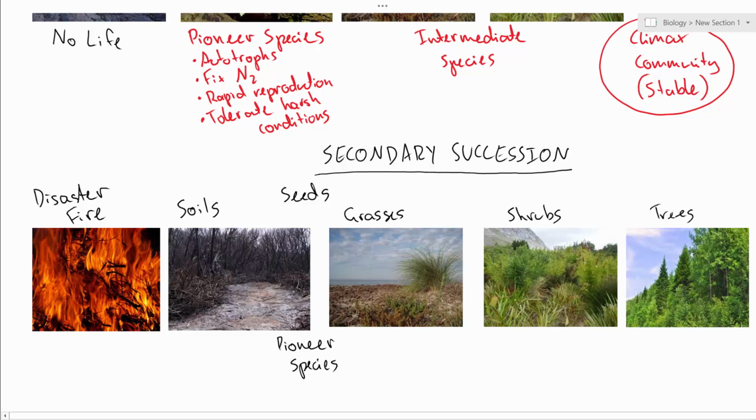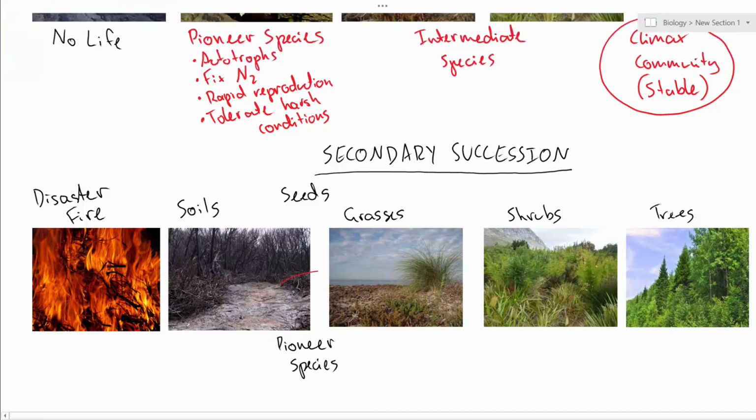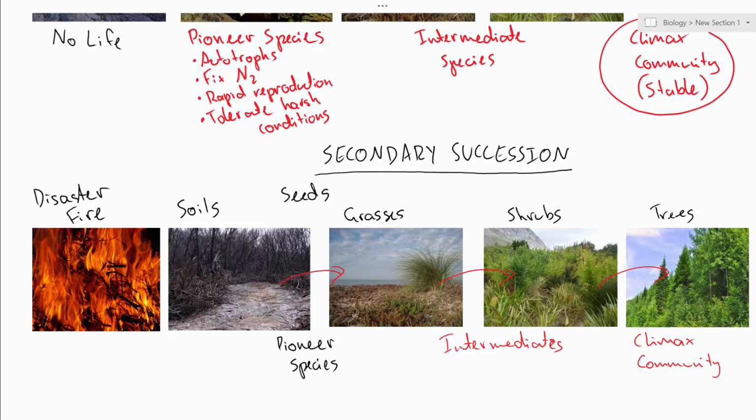Very similar to above, we're going to see animal life increase as we move from one stage to the next, until eventually we go from pioneer species to intermediates, and then finally a more stable climax community. So there you have the two types of succession, both primary succession and secondary succession.